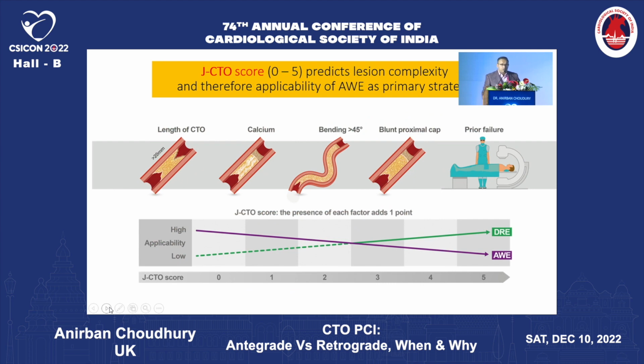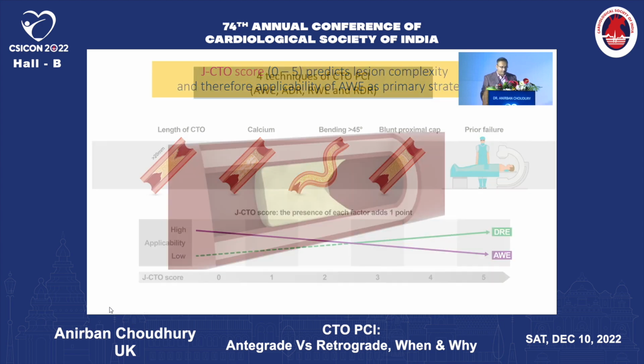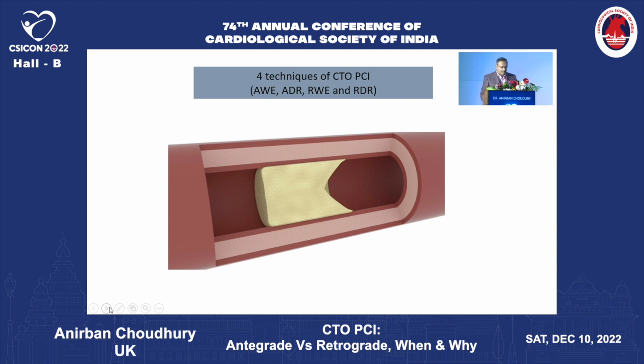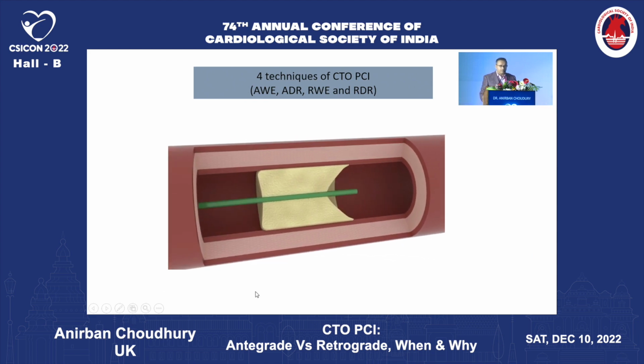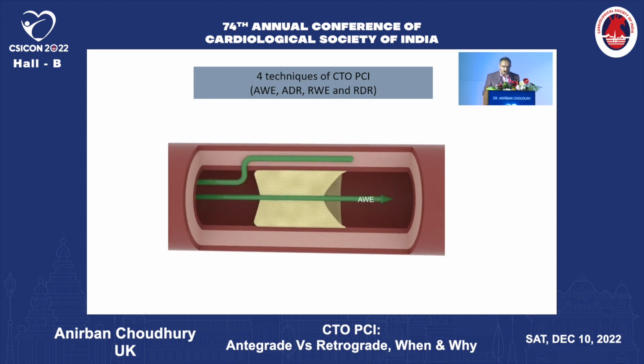So there are various scores which help us to give an idea whether we can do something with an antegrade wire escalation technique, or we have to consider a dissection reentry or a retrograde approach. And these are 5 factors, and once you cross a JCTO score of 2, it becomes less and less likely that you'll be successful going antegradely. And these are some of the 4 basic techniques which have already been alluded to.